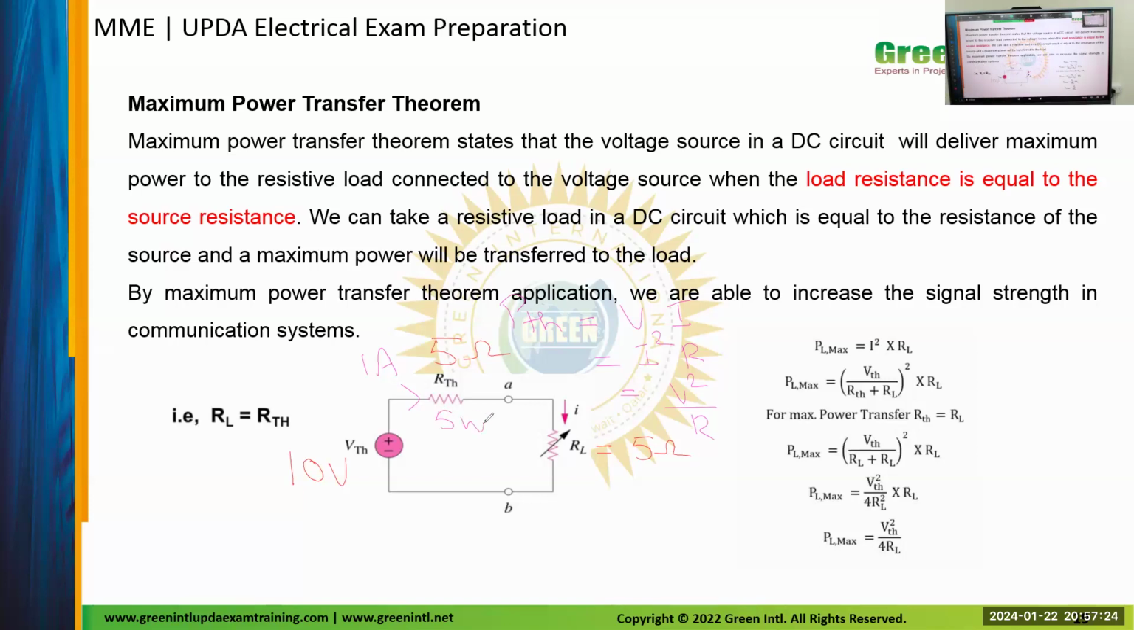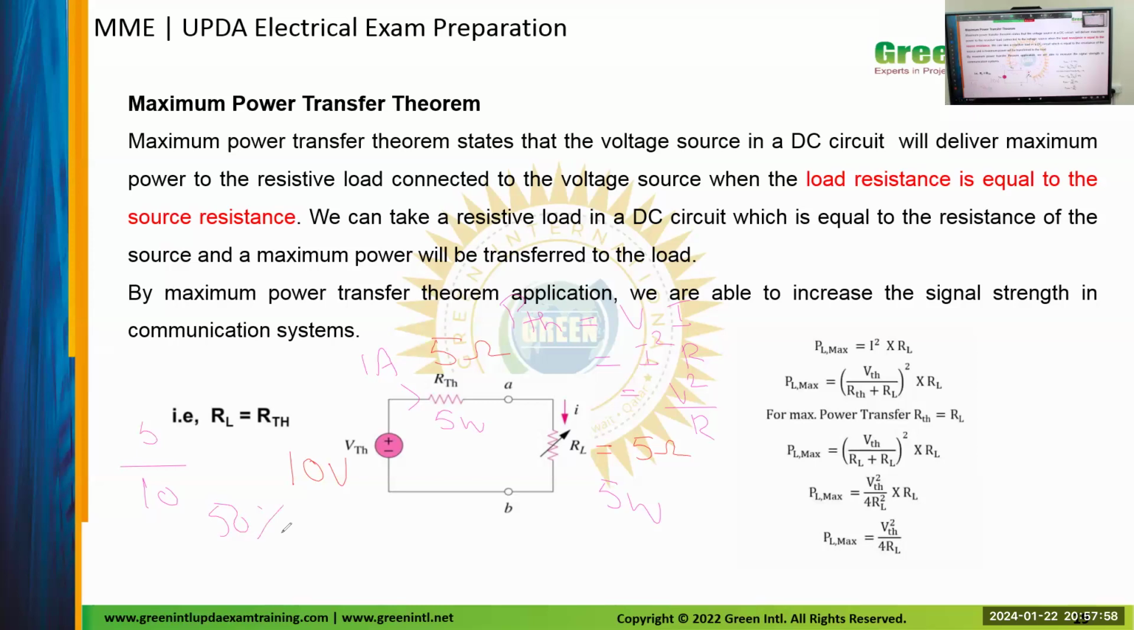What is the power consumed by this RL under the maximum power transfer condition? Here also 5 watts, because the same current will flow in a series circuit. The power consumed by the internal resistance is 5 watts. The power consumed by the load resistance is 5 watts. What is the total power consumed by the circuit? 10 watts. How much power is consumed by the load resistance? 5 watts. So 5 by 10 becomes 50%.